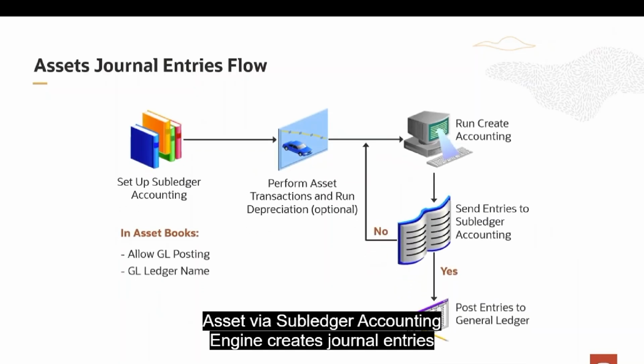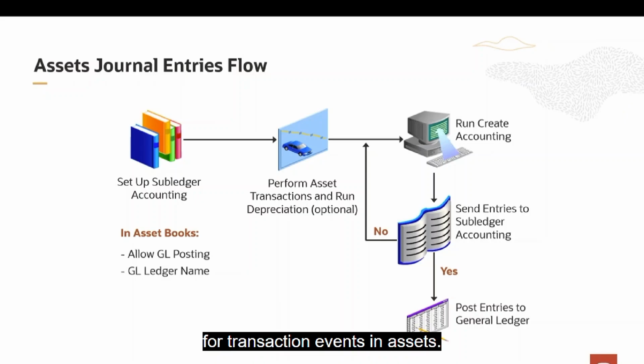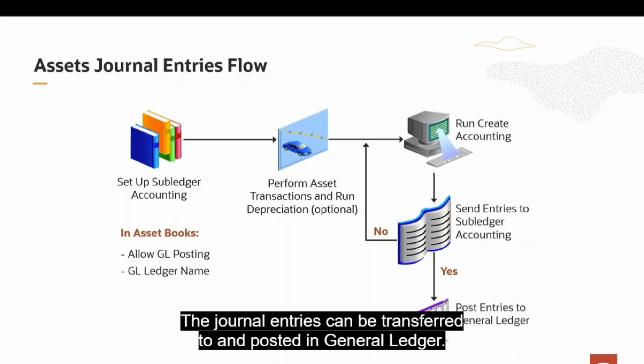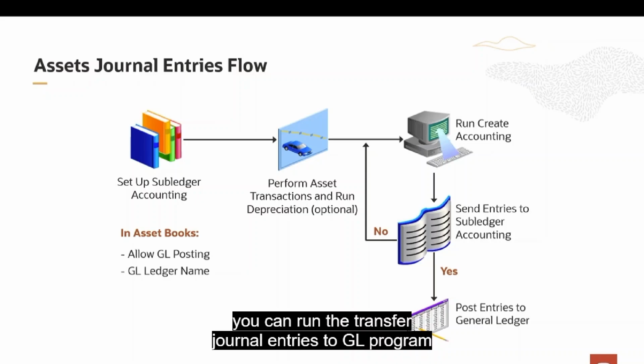Asset via subledger accounting engine creates journal entries for depreciation expense, asset cost, and other accounts. The Create Accounting Job program creates journal entries for transaction events in assets. The journal entries can be transferred to and posted in General Ledger. If you choose not to transfer the journal entries to GL at this time, you can run the transfer journal entries to GL program to transfer the journal entries to GL later.